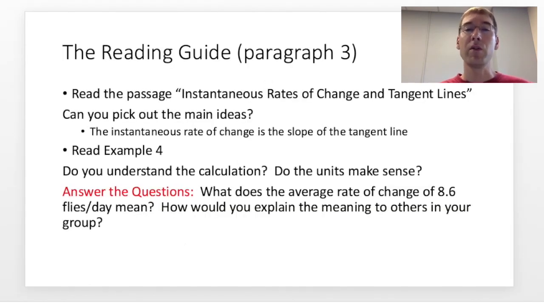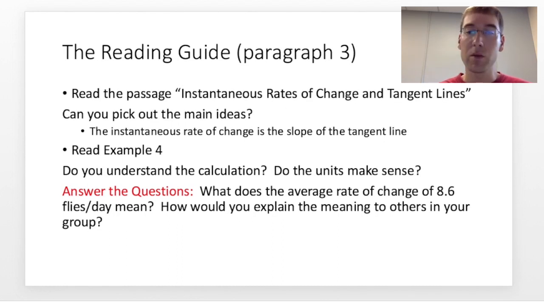Continuing with paragraph 3, you should read the passage Instantaneous Rates of Change and Tangent Lines. Try to pick out the main ideas. Here it's that the instantaneous rate of change is the slope of the tangent line. Read example 4. You might ask yourself, do I understand the calculation that takes place, and do the units make sense?